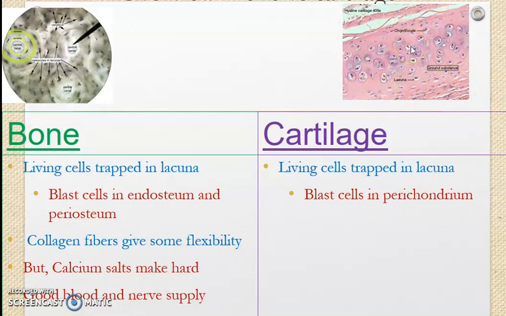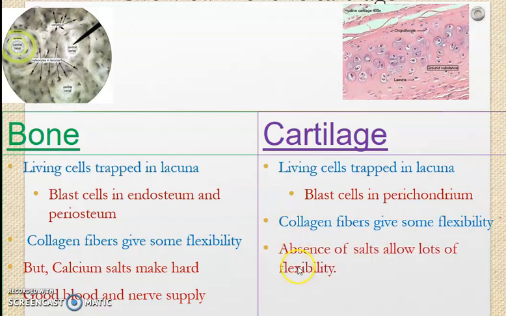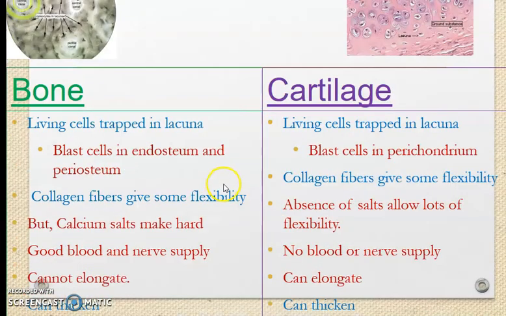So the endosteum is the inner lining. This only has a perichondrium. There's no endochondrium. Collagen fibers give flexibility. Again, that's the fiber you should guess for connective tissues, unless it has reticular in its name. Absence of salts allows a lot of flexibility. This is the gristle on the ends of the bones of chicken. No blood or nerve supply. It can, and it can thicken. So that's the difference between cartilage and bone.